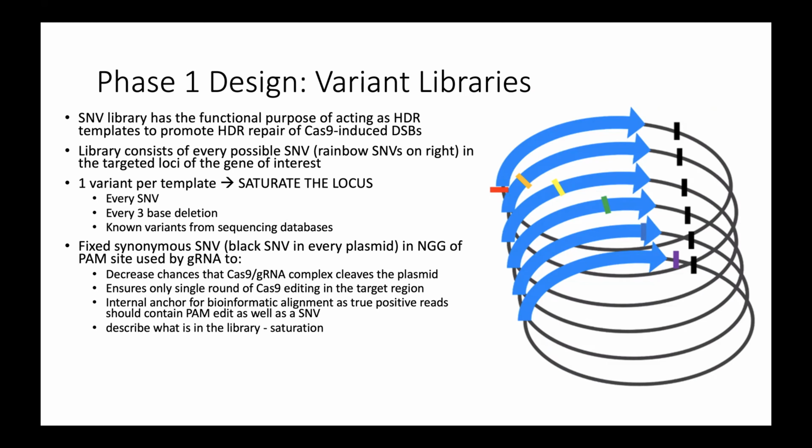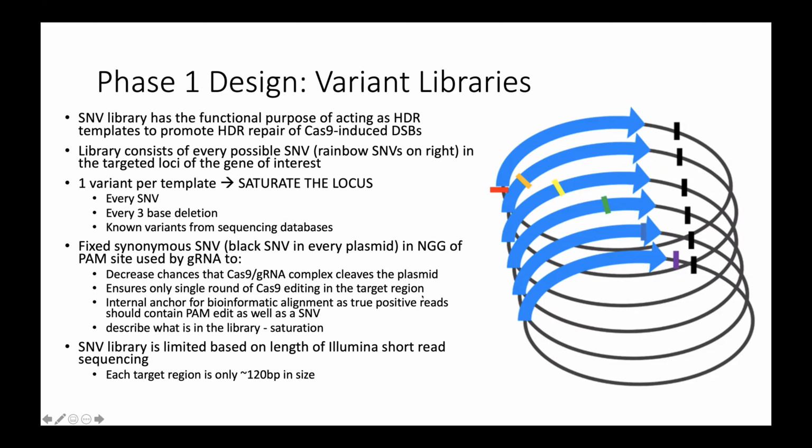So describing what is in the library here, the overall concept is saturation. In this entire locus, we are going after every mutation that we can possibly hit. The length of the SNV library is limited by the length of the Illumina short read sequencing. So right now, each target region is only about 120 bases in length. The 120 bases is because we do paired end reading, and because of the short read size limits, we play it safe and only do 120 bases.